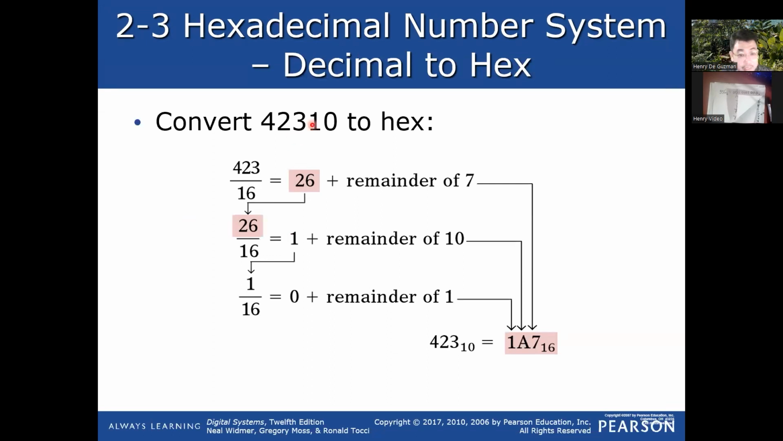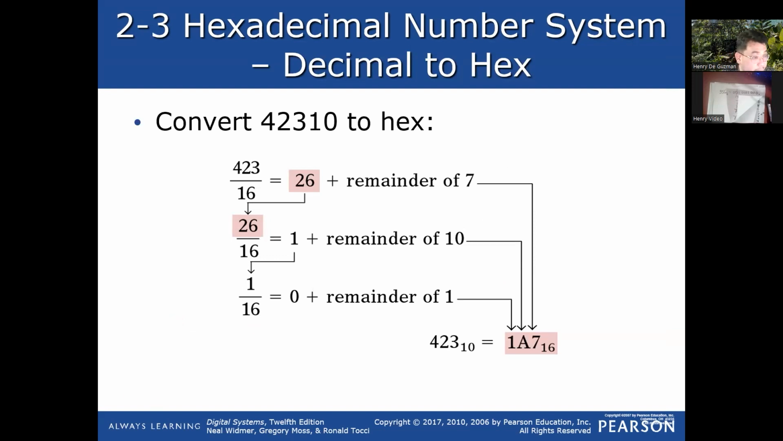So, convert 423 base 10. Sorry, mali to. Kala ko 42,310, may typo itong lecture. So, 423 divided by 16, that's 26, remainder 7. 26 divided by 16, that's 1, remainder 10. Then 1 divided by 16, that is 0, remainder 1. So, this is the most significant hexadecimal digit. Then 10, convert natin yan sa A. Then 7. So 1A7, base 16.